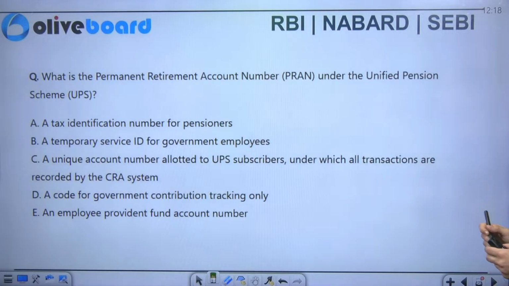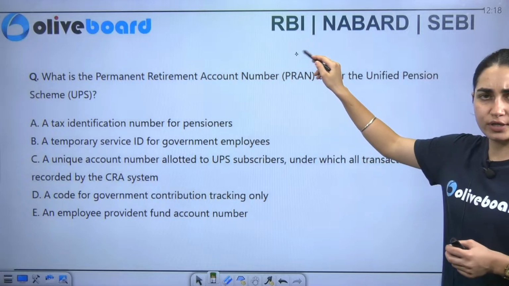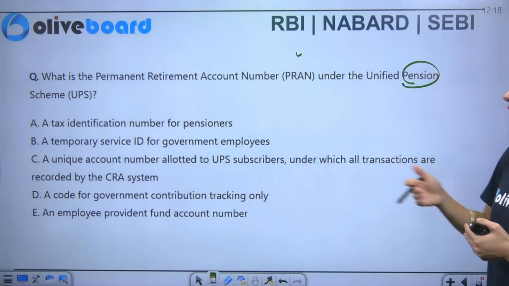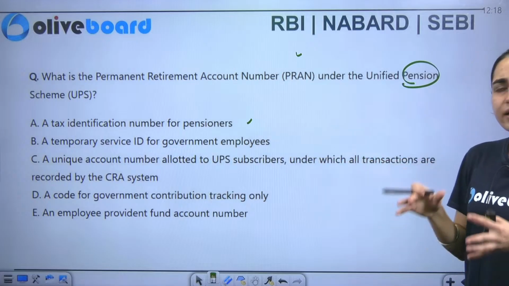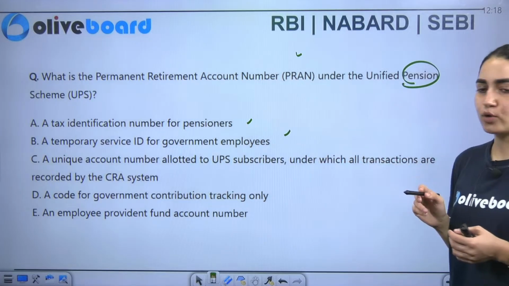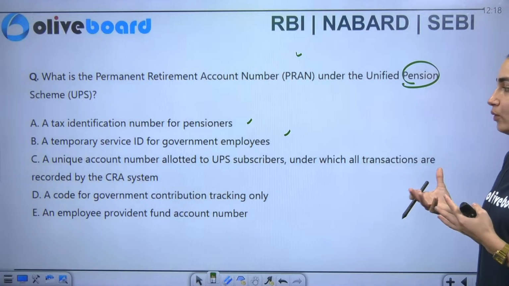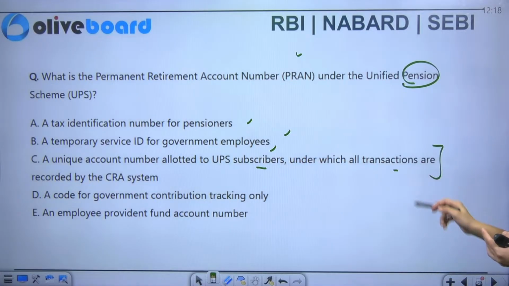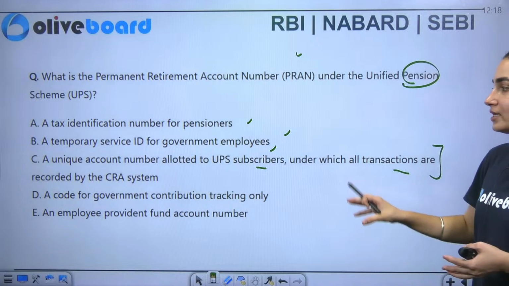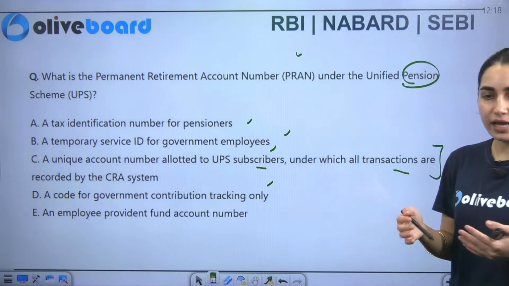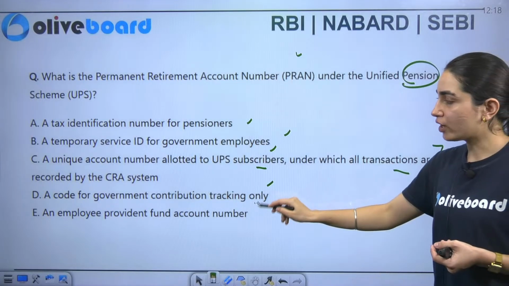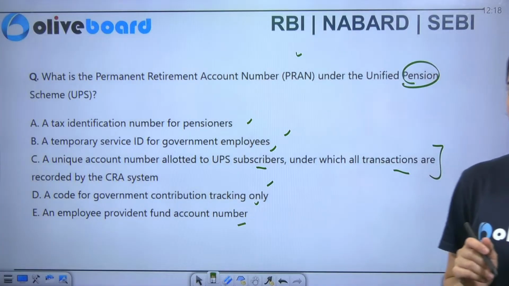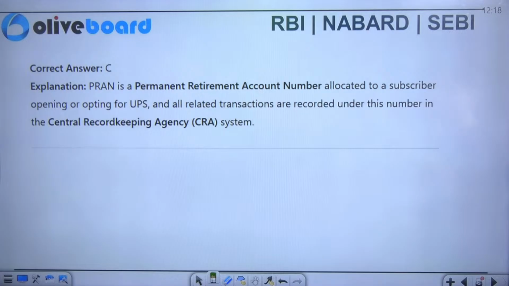Correct. Next question says, what is the Permanent Retirement Account Number, or PRAN, under the Unified Pension Scheme? Is it a tax identification number for pensioners, a temporary service ID for government employees, a unique account number allocated to UPS subscribers under which all transactions are recorded by the CRA system, a code for government contribution tracking only, or an employee provident fund account number? Okay, Akshay, Atithi, all say C. Correct, so the correct answer is C only.